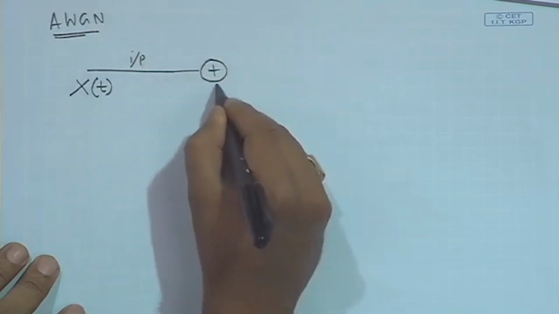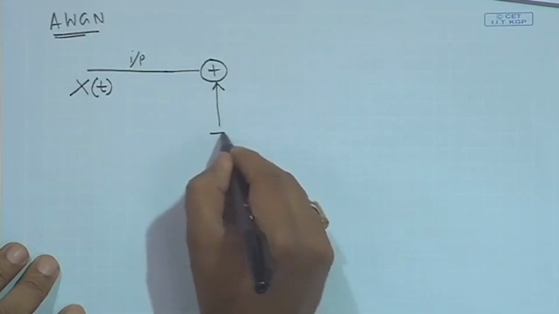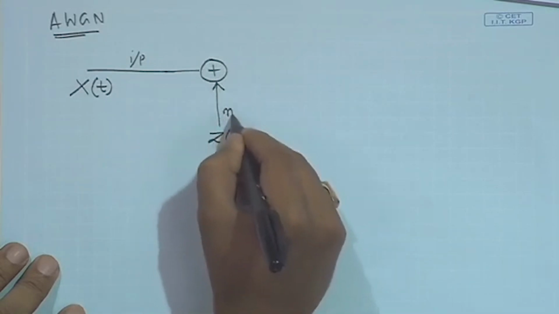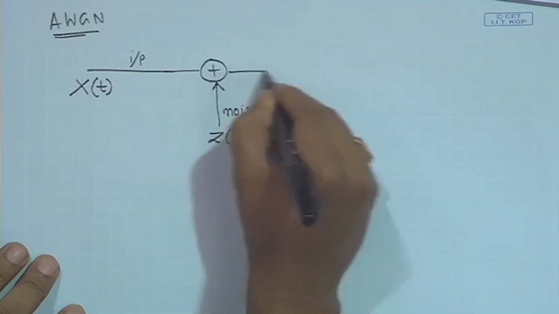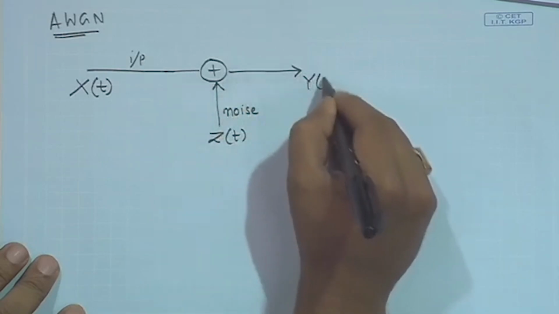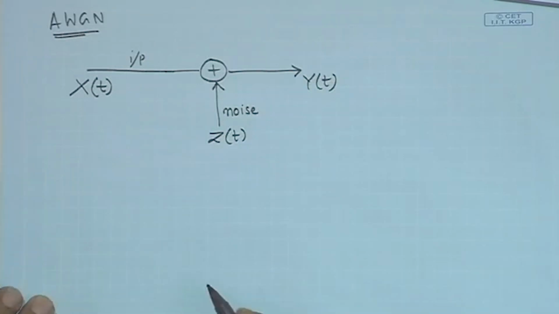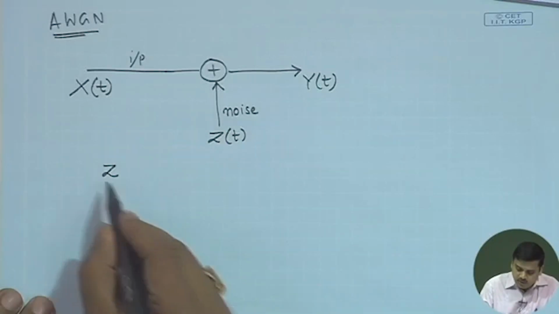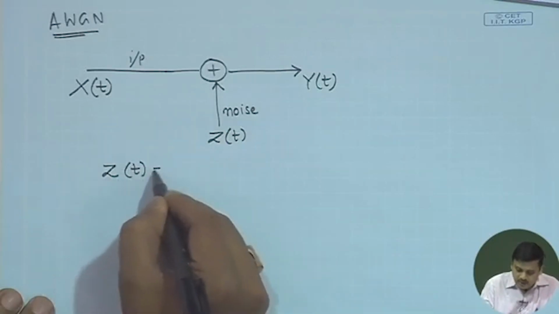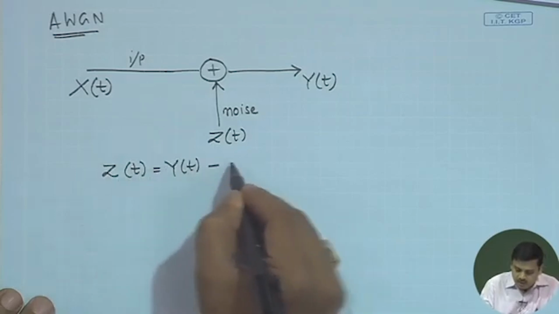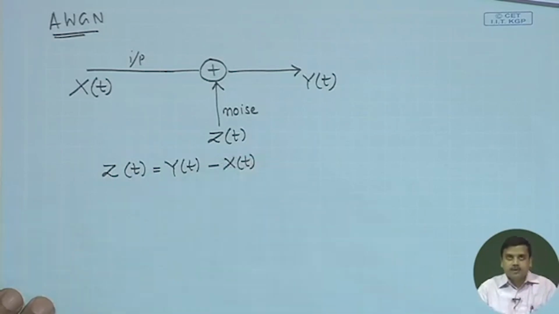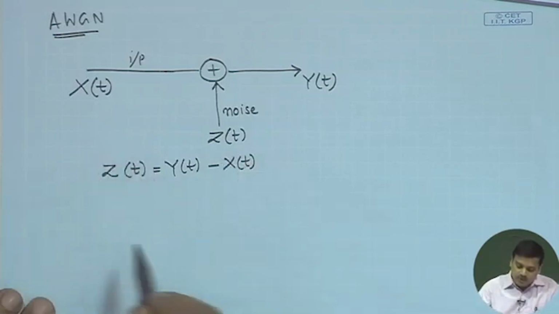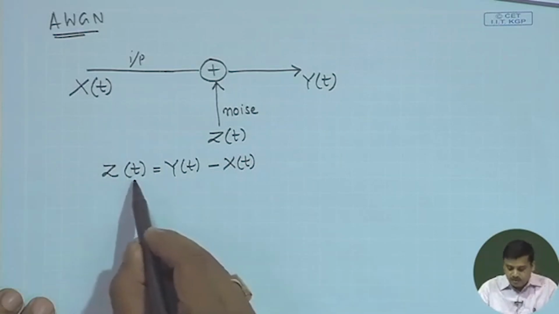Then there is addition of noise represented by z of t, and what you receive is y of t. Now, this is a very simple model where we say noise is additive. Since it is a simple linear and additive model, we could write z of t as y of t minus x of t.